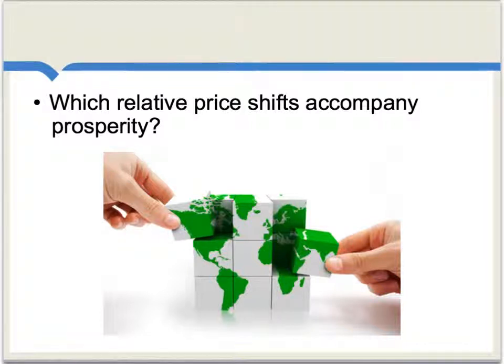I read this section with an overriding question in mind, or what I thought Smith had in mind, and that is, which relative price shifts accompany prosperity? That is, as an economy grows, what do we know about which prices are likely to go up in relative terms and which prices are likely to go down? If anything, I think that's the organizing question here.